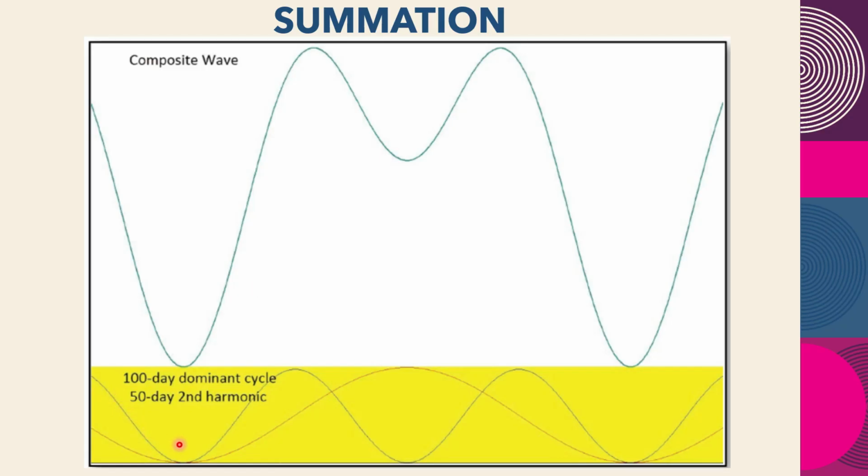Summation. In the down bottom, we have 2 different cycles, one dominant cycle and a second harmonic. When both the cycles tend to drop down, there is a huge drop in the price. Assume this is the price.